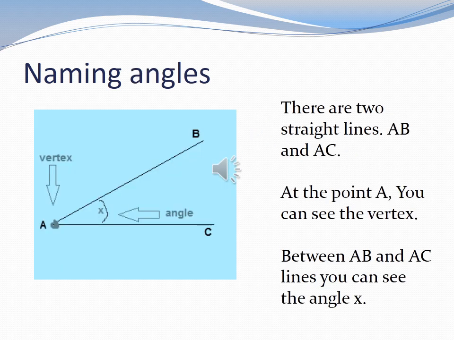There are two straight lines AB and AC. At the point A, you can see the vertex. Between the AB and AC lines, you can see the angle x.